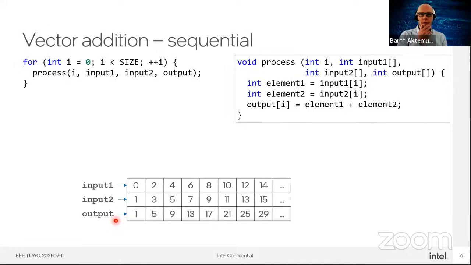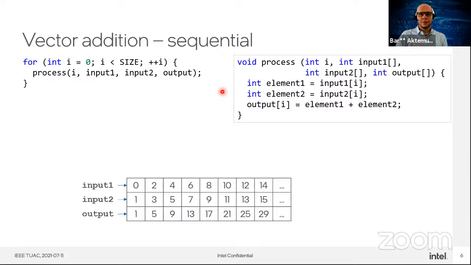If we were to address this problem sequentially, then the solution is very straightforward. We iterate through the data, and then we process each data point. So we add up the elements and write the result back to the output vector. This would be the way, on the right-hand side, how we process one data item.